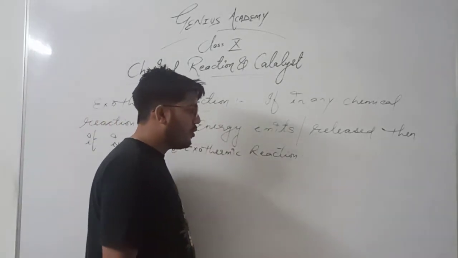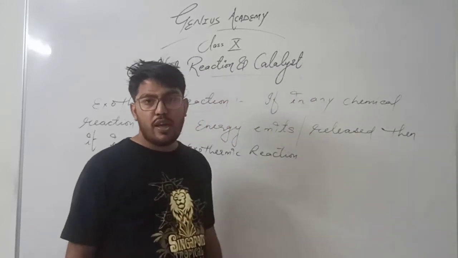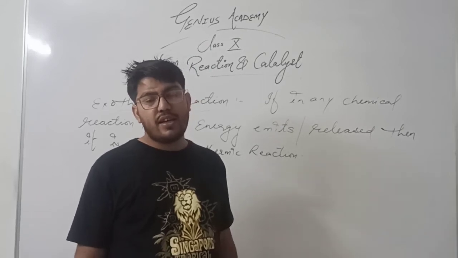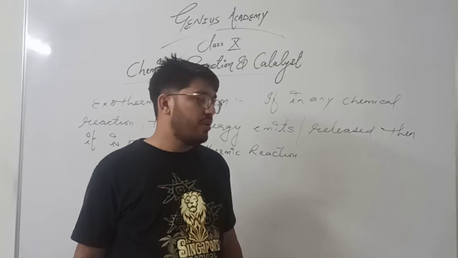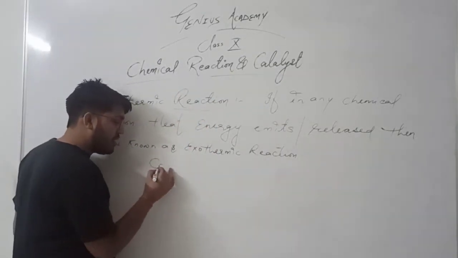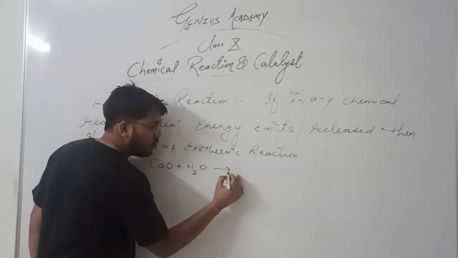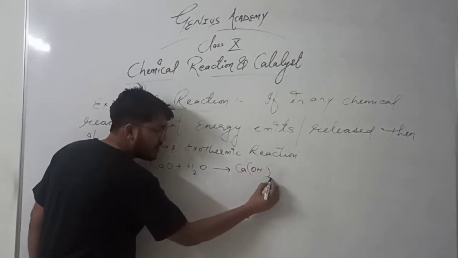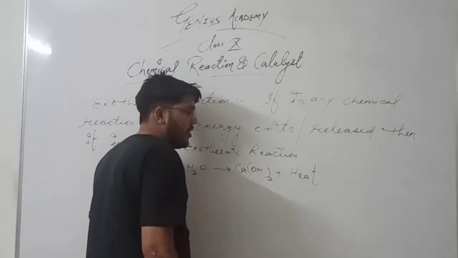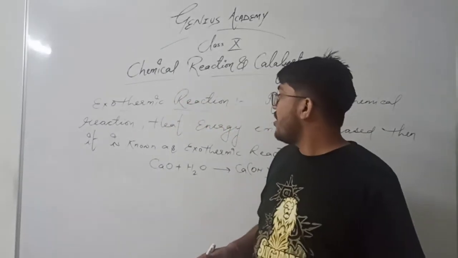When you do painting or coloring on your houses, you make kali, the Indian name is kali, putti, POP, a white color liquid solution. Okay, so which is an exothermic reaction. In this reaction CaO reacts with H2O, which makes Ca(OH)2, and heat energy is released in this reaction.